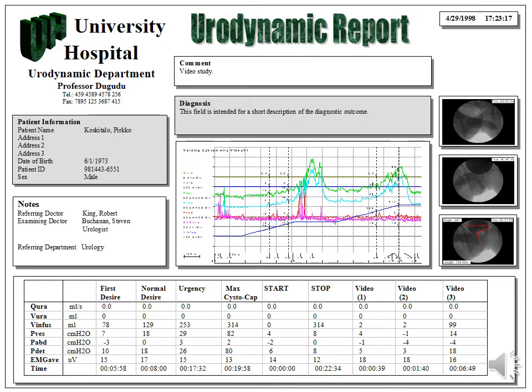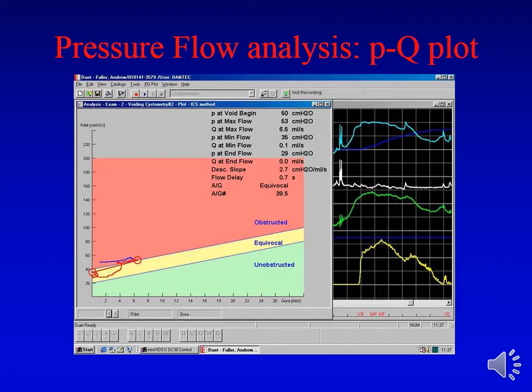We put in the tracing, and all the pressure measurements are preset during the report itself, and then we have to make a diagnosis ourselves. Okay, this is a pressure flow analysis or PQ plot. Here we need to know whether urine flow is obstructed or not, or bladder outflow obstruction. This is for males. We have a PQ plot, and we can plot it there, and we can know whether it's obstructed, equivocal, or unobstructed.